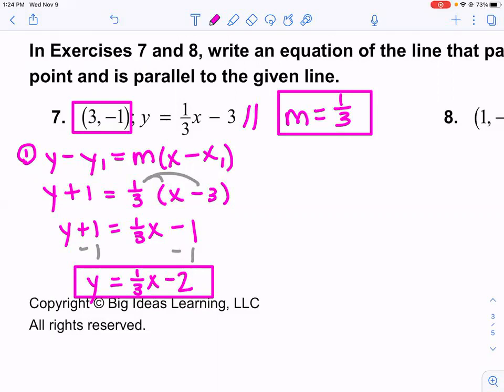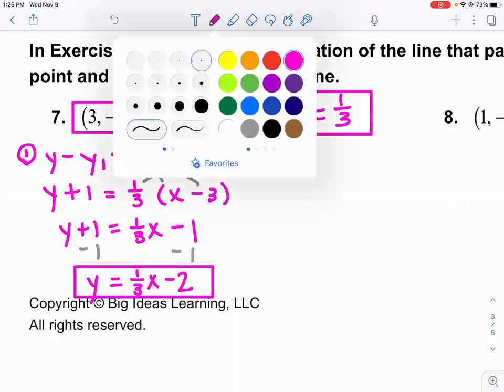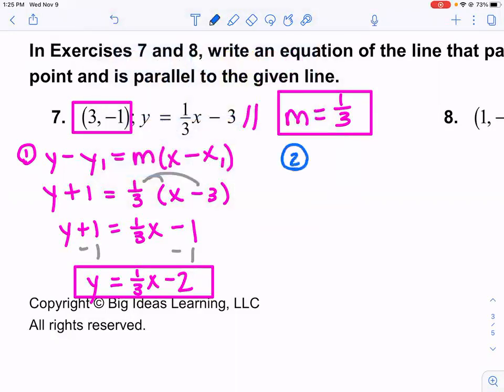Okay. Now, what do we call this right here? This is point slope form. Now, I'm asking you for your answer in slope intercept form. So maybe you really don't like point slope form. Let me give you another option. Okay, so here's way number 2.